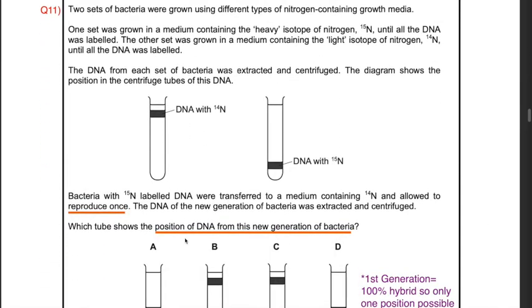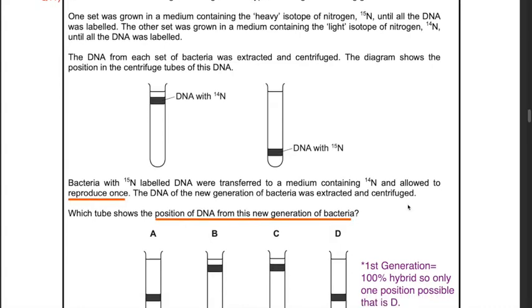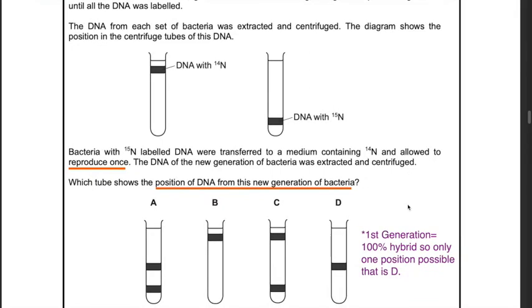Question 11. 2 sets of bacteria were grown using different types of nitrogen containing growth media. One set was grown in a medium containing the heavy isotope of nitrogen, 15N, until all the DNA was labeled. The other set was grown in a medium containing the light isotope of nitrogen, that is 14N, until all the DNA was labeled. The DNA from each set of bacteria was extracted and centrifuged. The diagram shows the position in the centrifuge tubes of this DNA. So as you can see over here, the diagrams are given, DNA with 14N being at the top and DNA with 15N being somewhere at the bottom.